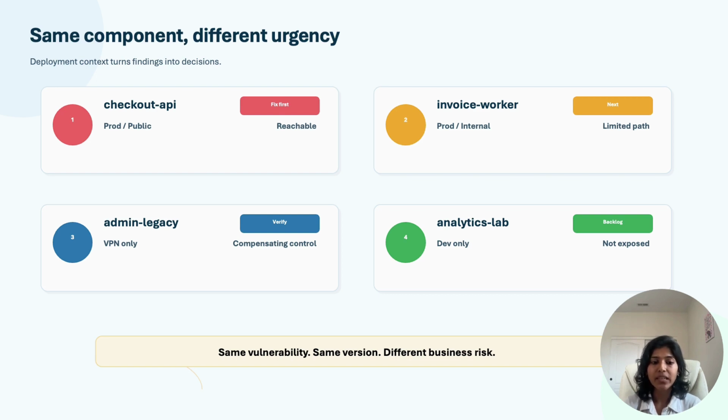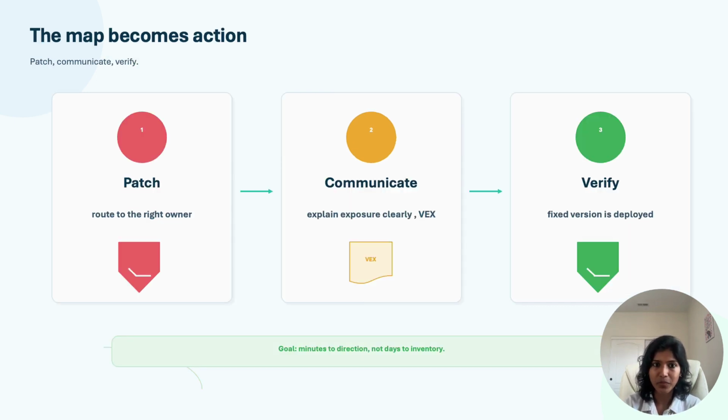Number 3 is where the admin legacy component is behind a VPN with compensating controls in place. So it is not a fire drill at all. And number 4 is a location where it is only in the dev environment and it is not even exposed. So to the organization, this tells us the different urgency: same component, but different urgency. That is how we move from vulnerability management as a list to vulnerability management as a decision. It shows a different business risk in this situation.